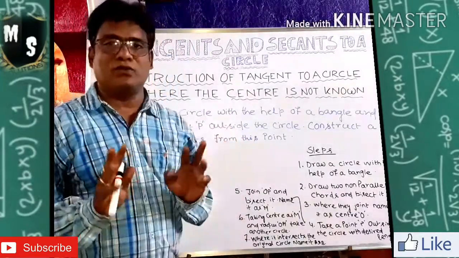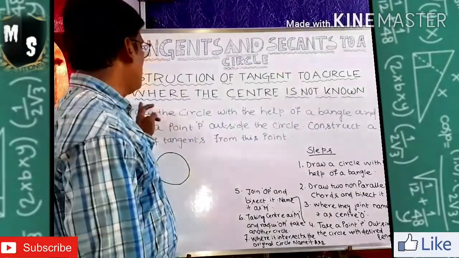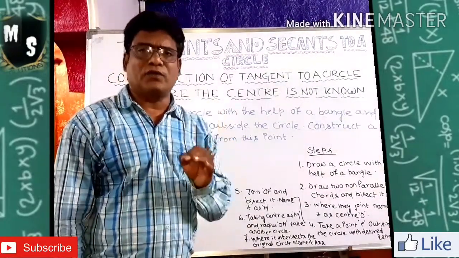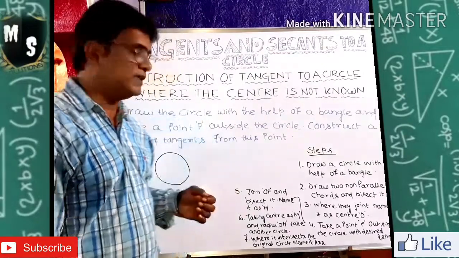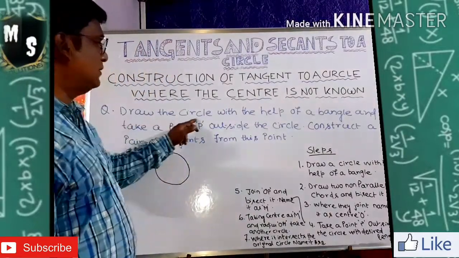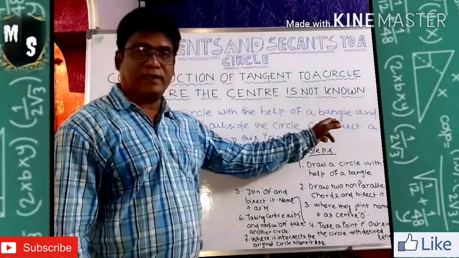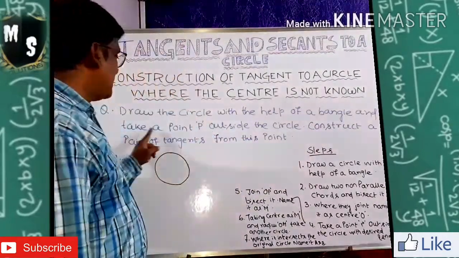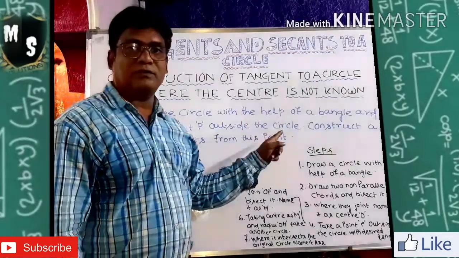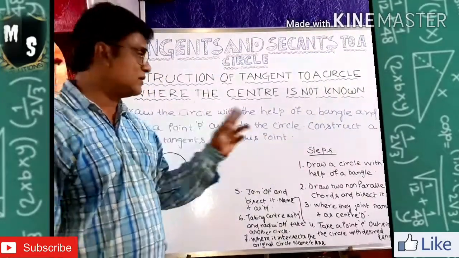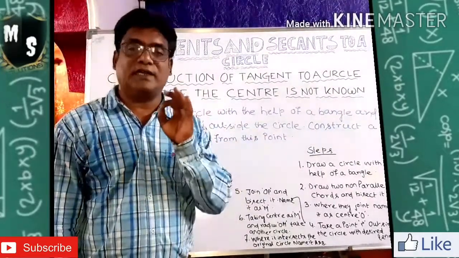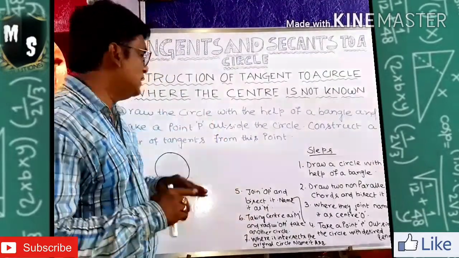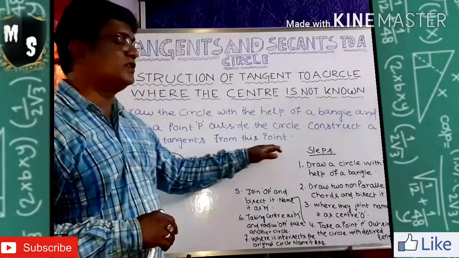Then we have to draw two tangents to the circle. See, now I am taking a question for better explanation. What is the question? Draw a circle with the help of a bangle and take a point P outside the circle. You can take point P at any desired length of your own wish. Construct a pair of tangents from this point.